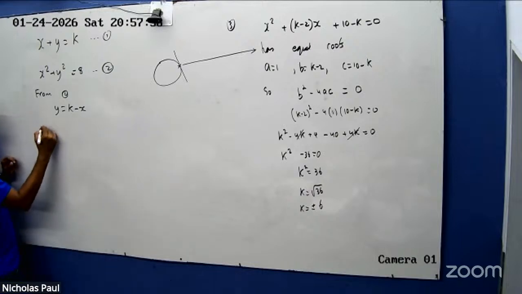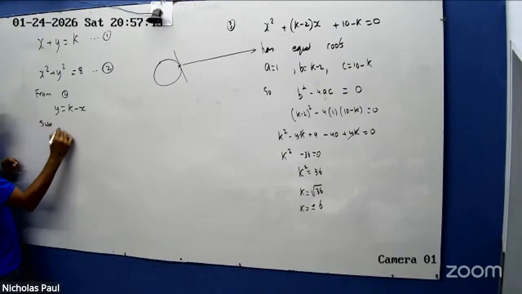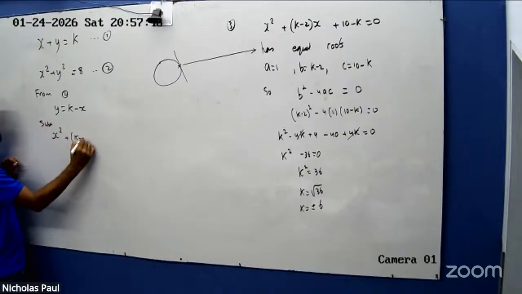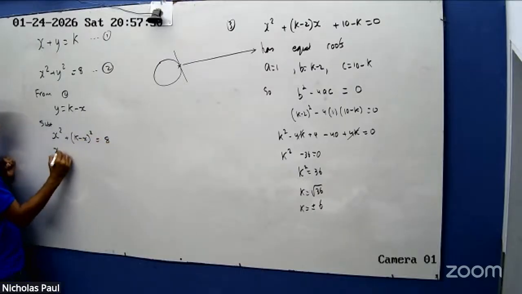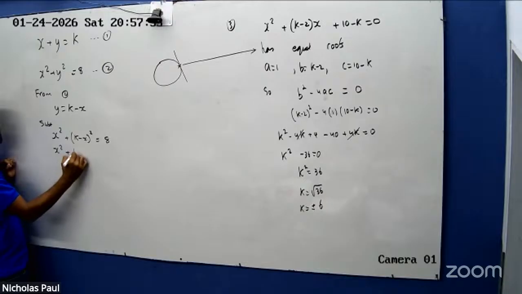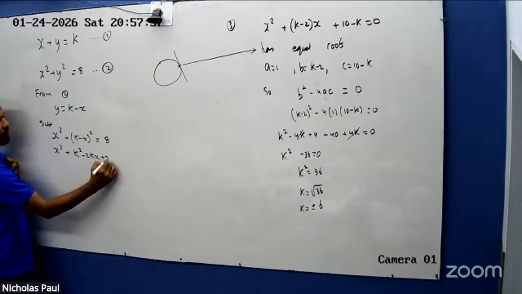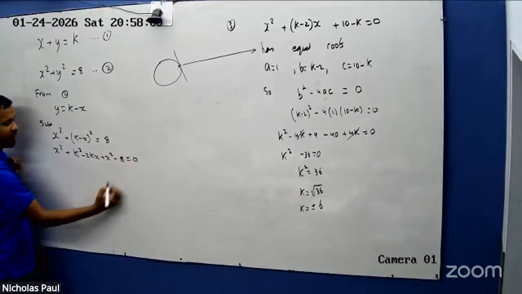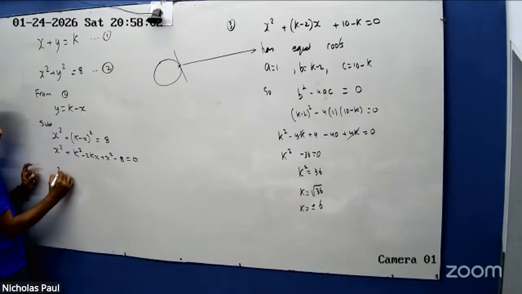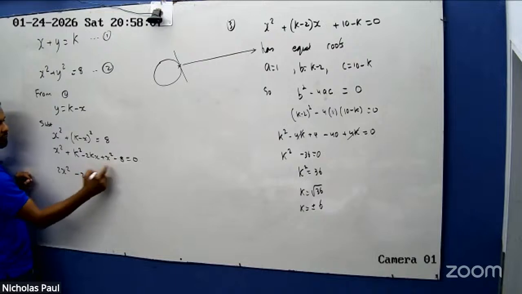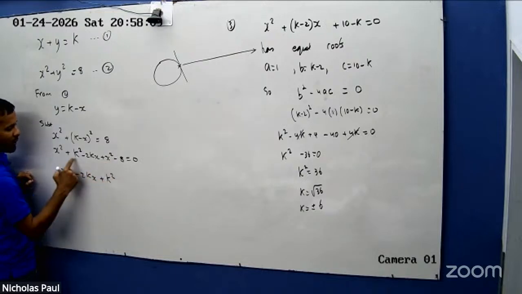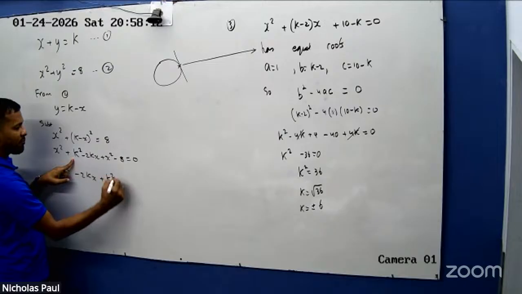Right, so you should have something like this. When we substitute, you'll get x squared plus k minus x squared is equal to 8. So when you expand this out, you'll get k squared minus 2kx plus x squared minus 8 is 0. Bring the x squareds together. Bring the x terms together. And then add up the constants, right? k squared minus 8.